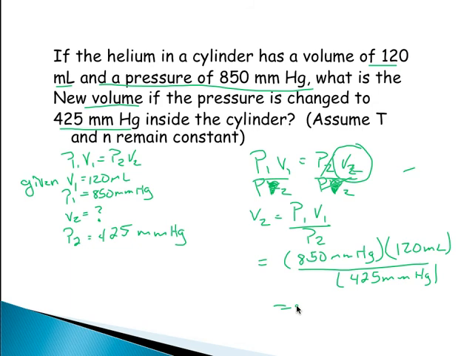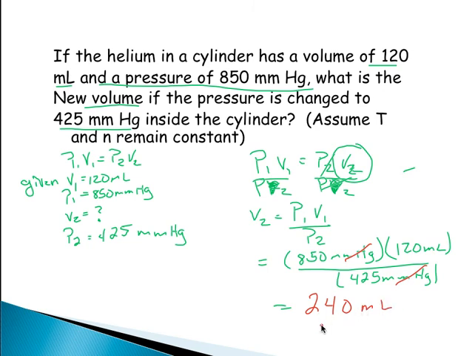Get out your calculator. You put in 850 times 120 divided by 425, and we get 240. These units cancel out, left with milliliters.